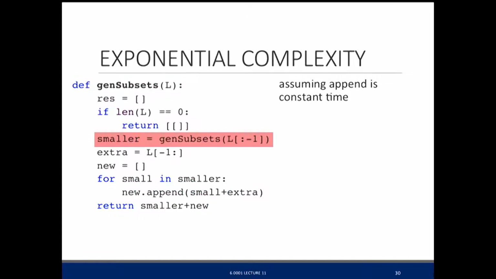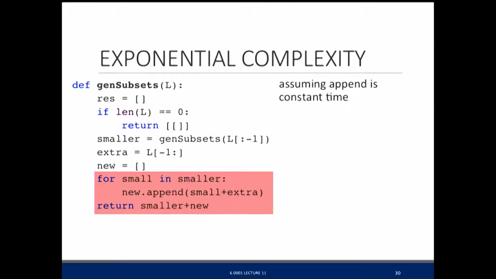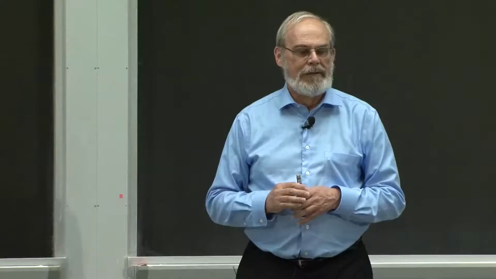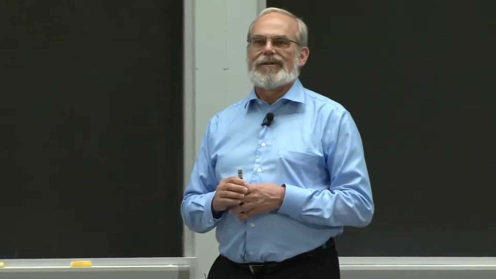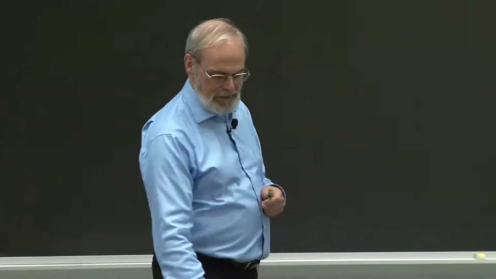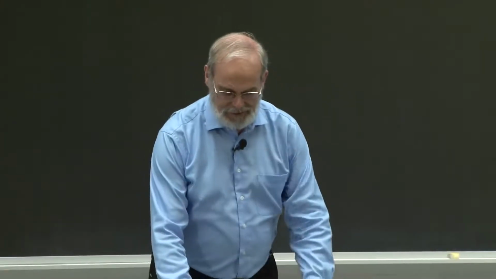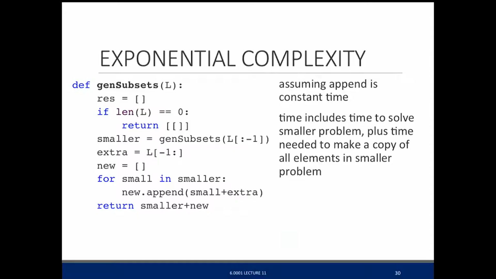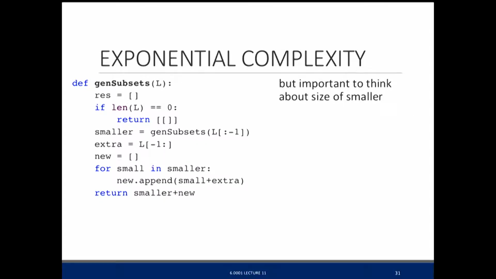This is constant. That's setting up as constant. That's constant. But there I've got another loop. And the loop depends on how big smaller is. And smaller is a bad choice of term here because it's going to grow on me. But let's think about it. By the way, I'm assuming append is constant time, which generally it is. The time I need to solve this problem includes the time to solve the smaller problem. That recursive call, I know that's going to be linear. But I also need the time it takes to make the copy of all the things in that smaller version. So how big is that?